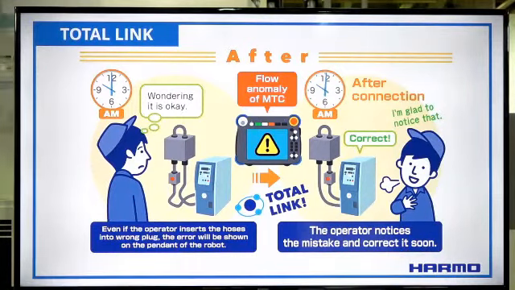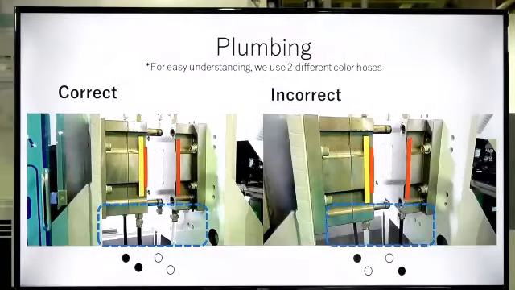Here is a video to show long plumbing and correct plumbing with Total Link. Please watch what happened. For easy understanding, we use two different colors of hoses. Correct situation is black for moving platen and white for fixed platen. Please remember that and watch the video.